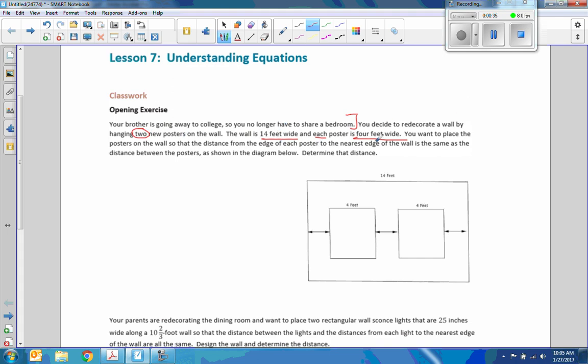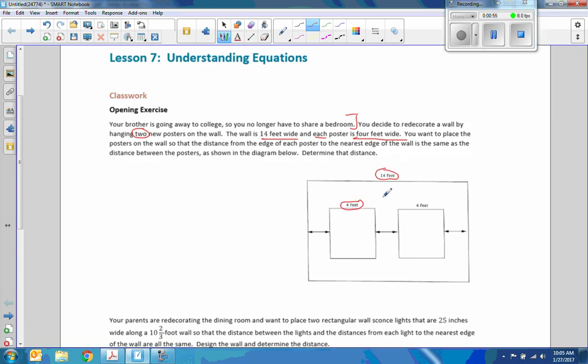You want to place the posters on the wall so that the distance from the edge of each poster to the nearest edge of the wall is the same as the distance between the posters, as shown in the diagram below. So the distance from the edge of the wall to the side of the poster is equal to the distance between the 2 posters, is equal to the distance between this edge of this poster and this edge of this wall. The total distance is 14 feet.